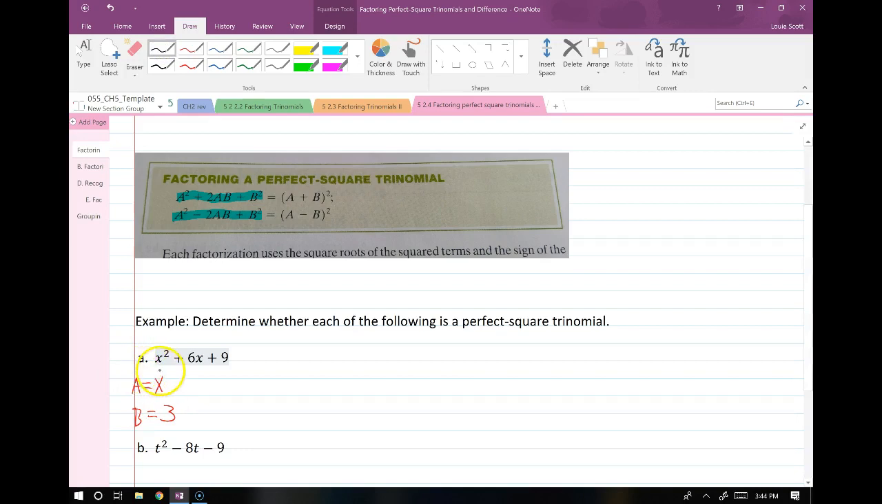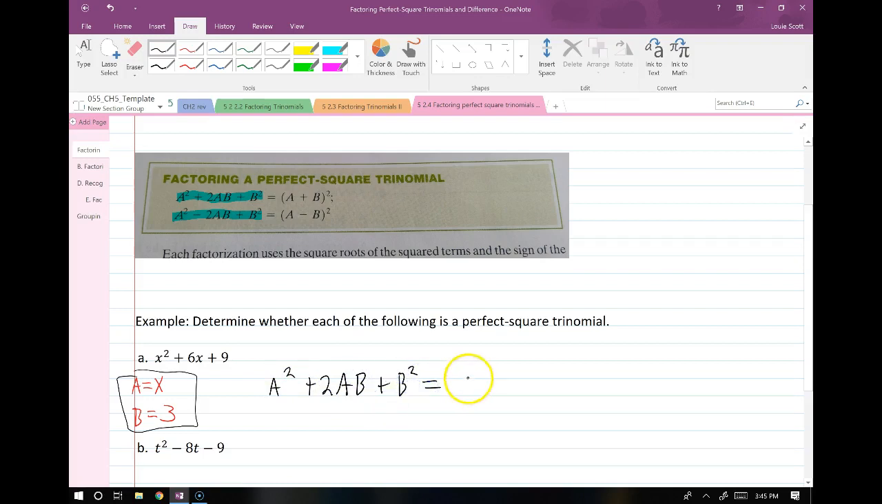So then I write out what a perfect square trinomial would look like if this were A and B, and I see if it matches the one that I currently have. All right, and so a perfect square trinomial should look like this. A squared plus 2AB plus B squared.